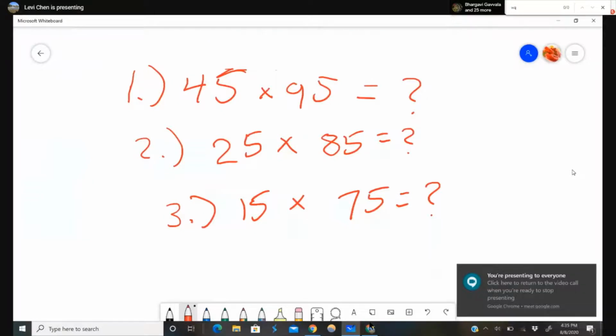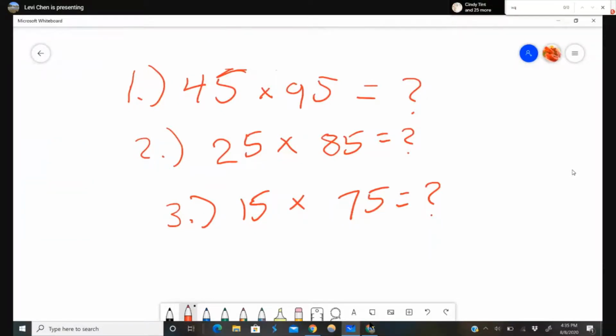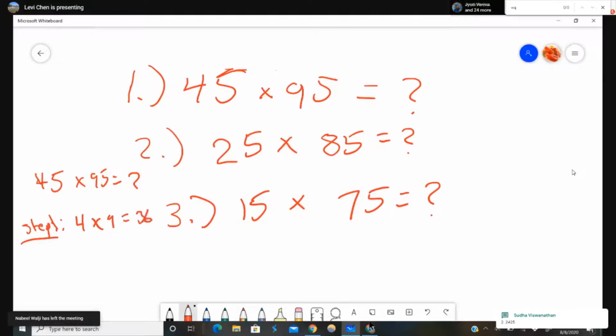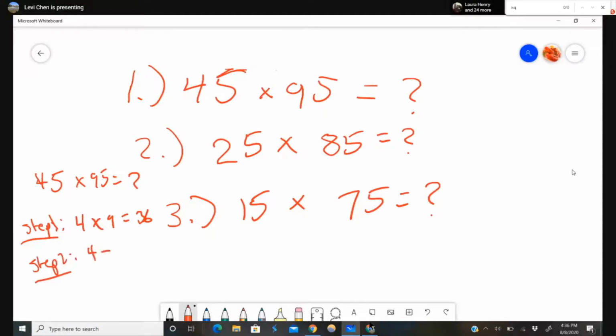Okay. Seems like some of you guys are a little bit confused. So the first one is 45 times 95 equals what? Okay. So step 1, 4 times 9 equals 36. And then step 2, here's where you guys were confused. 4 plus 9 is equal to 13, and you divide that by 2 equals, yeah, you do use decimals, 6.5.